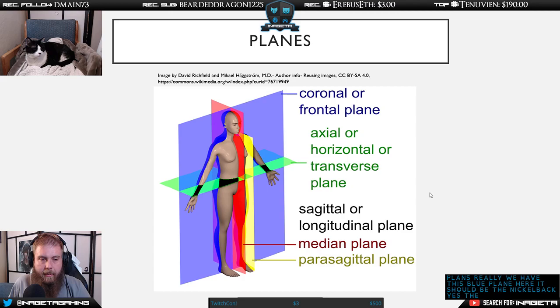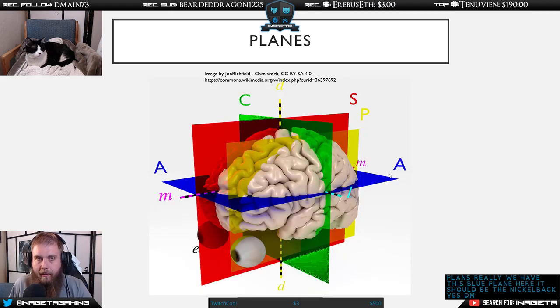Yeah, it's the axial or the horizontal or transverse plane here. It's going to divide the brain into top and bottom halves. We have the sagittal plane here, which is going to divide the brain into the hemispheres, left and right. And then we have the coronal plane, which is the green one here. That's going to divide the brain into the front and back half.